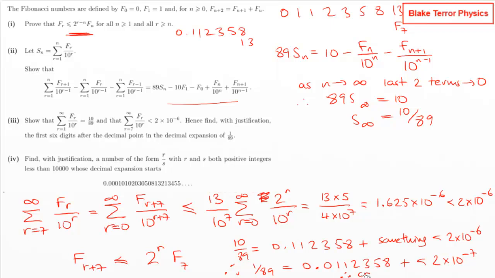Therefore, cannot affect 0.011235. Yeah, we could change the 8. The 8 could become a 9, but we can't get the 5 to become a 6. So that's fine. That's a really long-winded way of working out the 1/89.